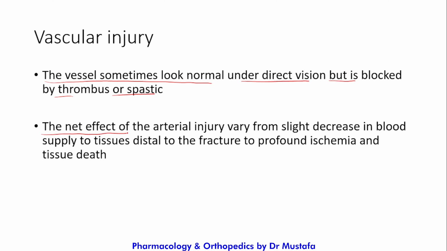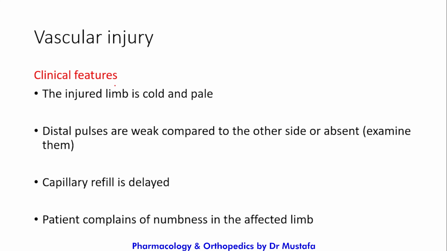The net effect of the arterial injury varies from a slight decrease in the blood supply to the tissue distal to the fracture to profound ischemia and tissue death. The clinical features of vascular injury include that the injured limb is cold and pale, the distal pulses are weak compared to the other side or absent, so you need to examine both sides for comparison, and the capillary refill is delayed. The patient complains of numbness in the affected limb.